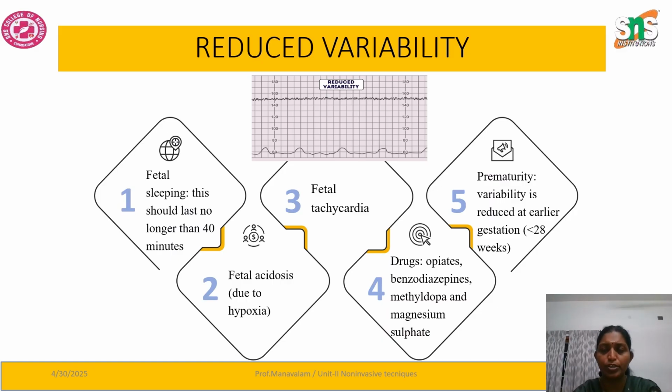Next, in the case of prematurity, the cardiac system does not have much adaptability for variation. So there is a higher chance of reduction of fetal variability, especially at a gestational age of less than 28 weeks.